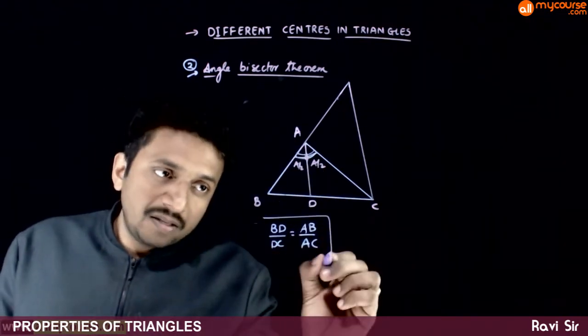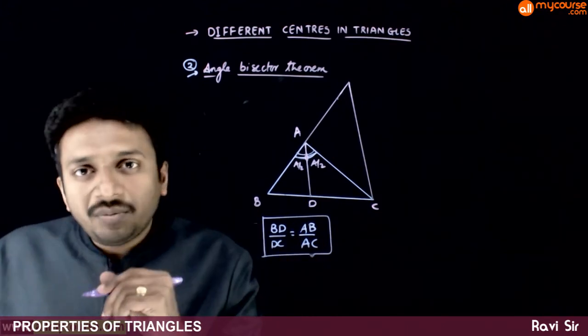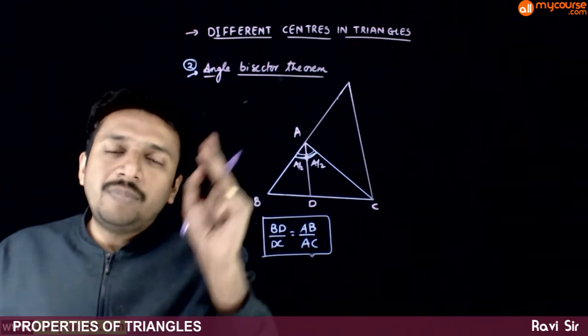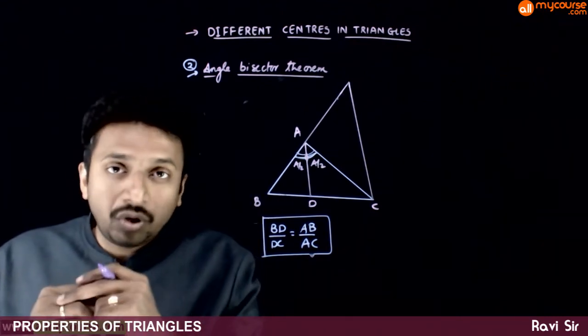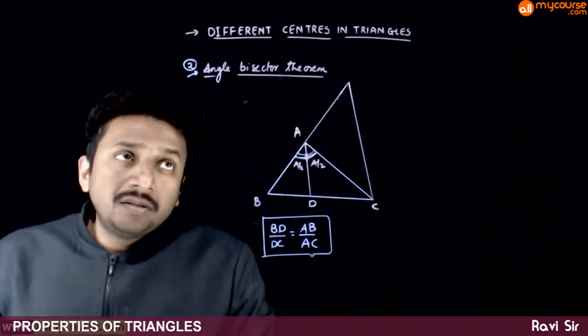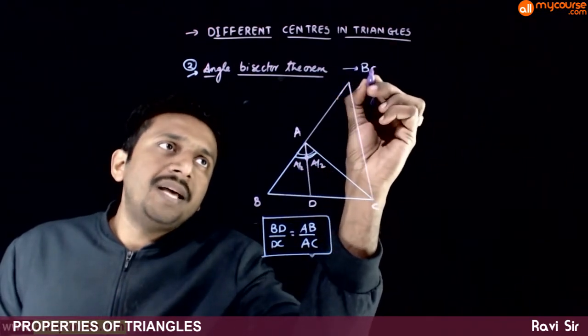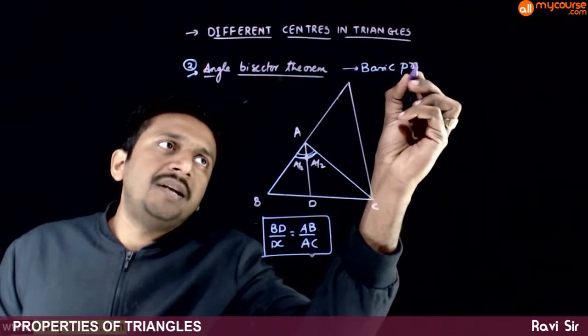So how do we prove this theorem? Why does this theorem hold? This theorem is called the angle bisector theorem, which you have already derived in your lower classes. To prove this theorem, we use a theorem called the basic proportionality theorem.